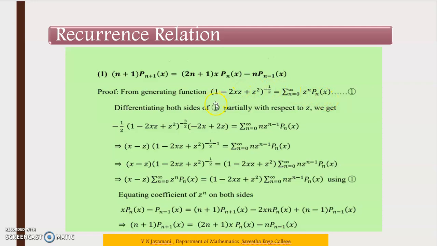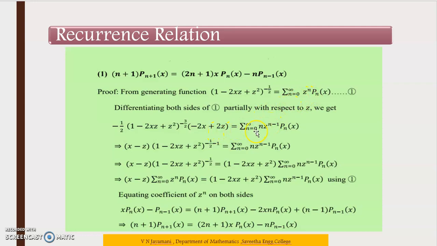So now differentiate this generating function with respect to z. So first we have to differentiate the power. This is of the form x^n, so the differentiation of x^n is n x^(n-1). So -1/2 into (1 - 2xz + z²)^(-1/2 - 1), which can be written as -3/2, into the differentiation of the inside bracket term. The differentiation of 1 is 0, then the differentiation of -2xz is -2x, then the differentiation of z² is 2z, that is -2x + 2z.